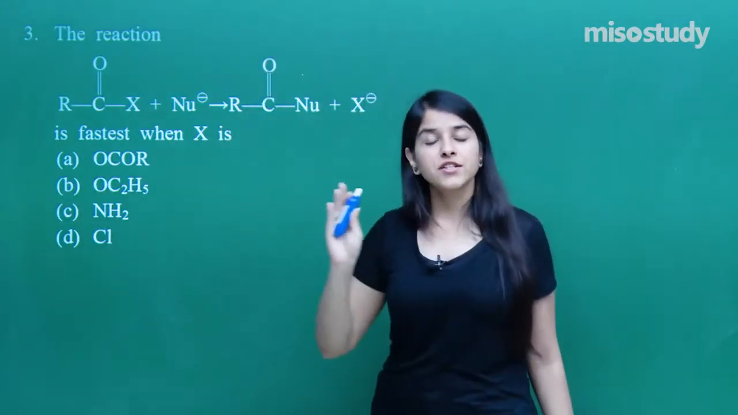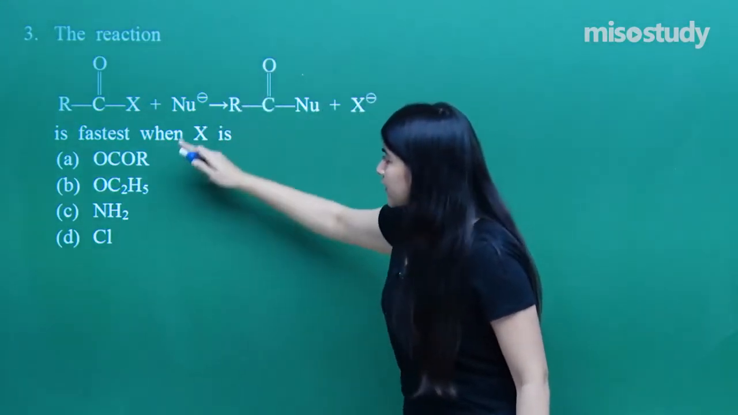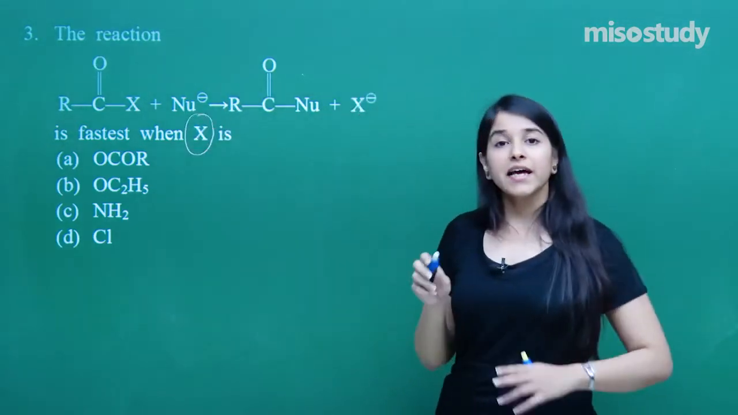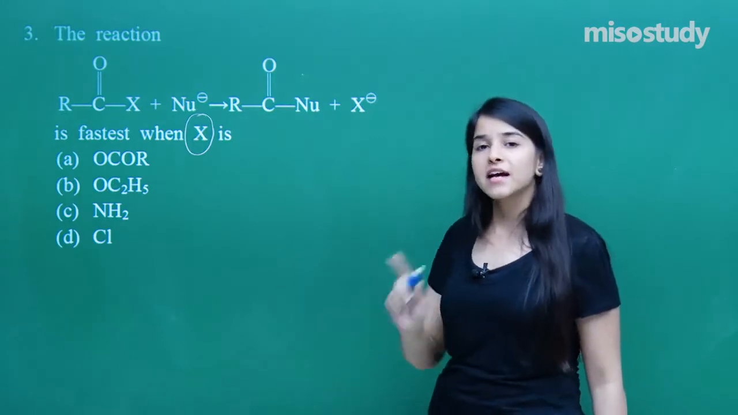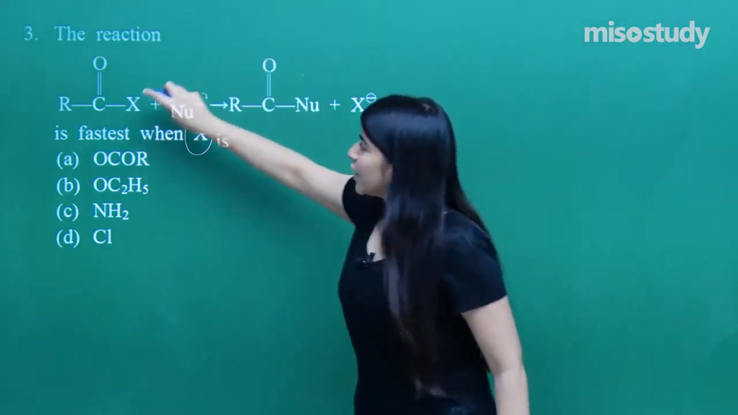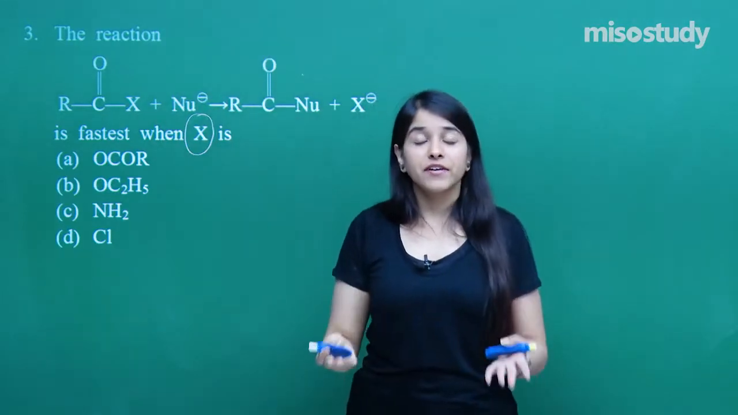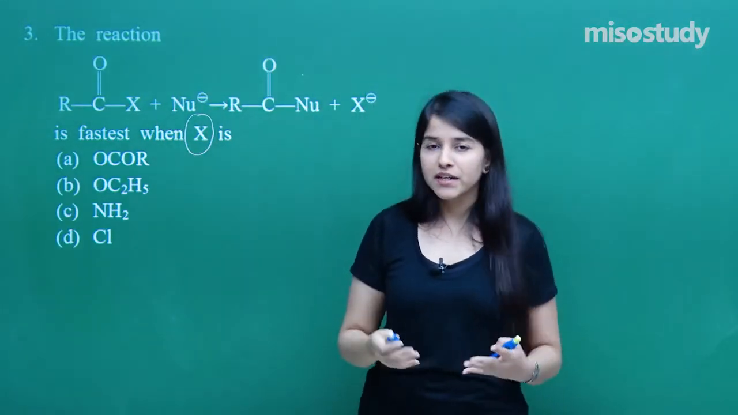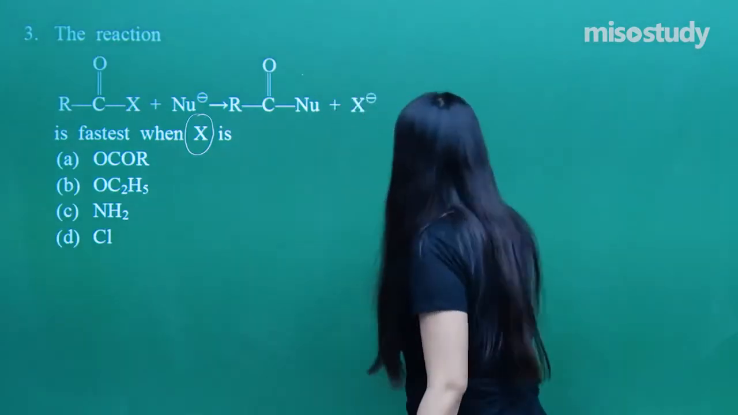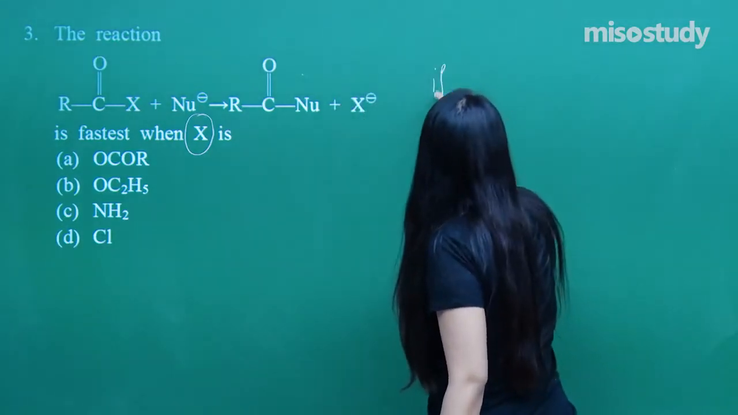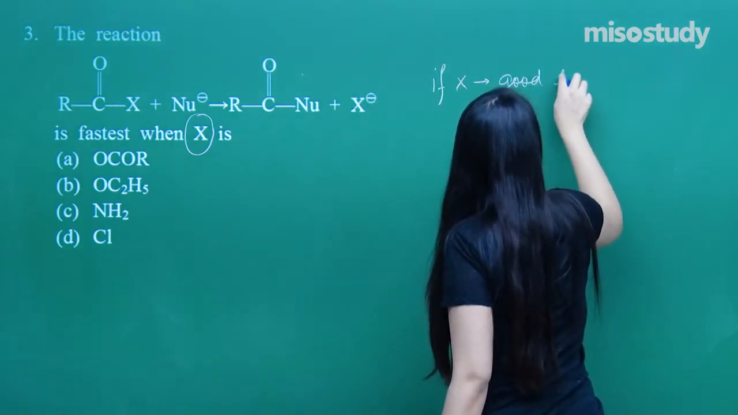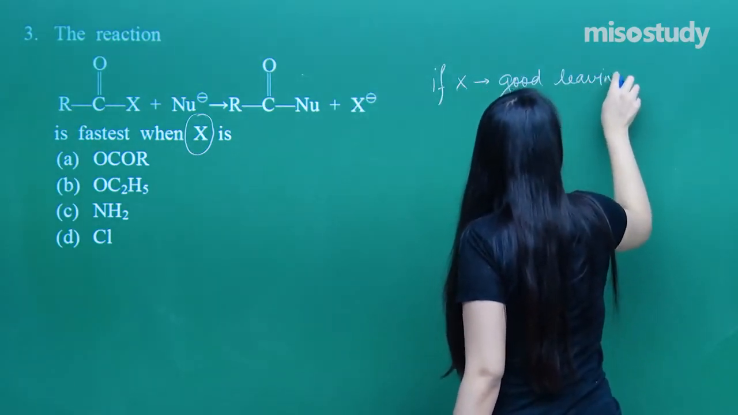The fastest reaction will be in which of the cases? I am considering the values for X. What is the X group over here to make this reaction the fastest one? That is the question. If the X leaves very, very easily and very quickly, then the reaction will be the fastest. So if X is a good leaving group, we need to find a good leaving group.